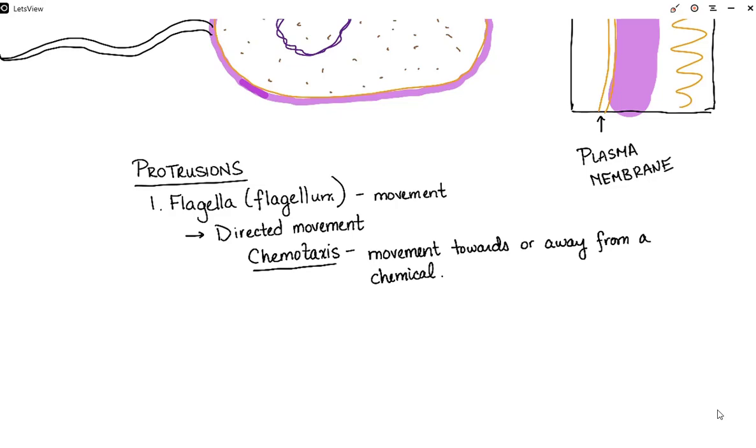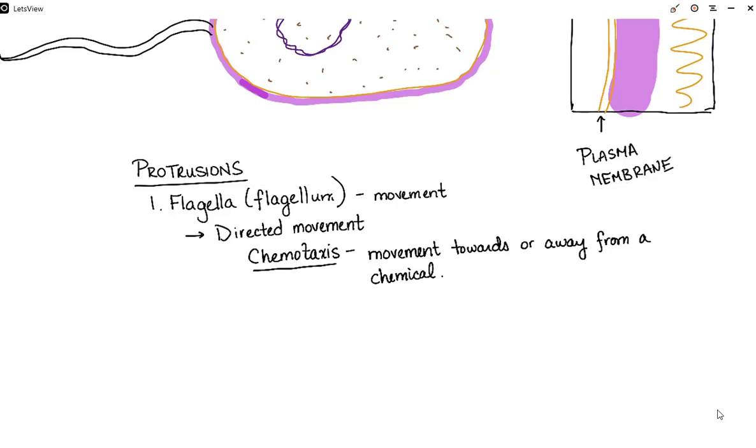Again, it would make sense that they would move towards like a sugar or something yummy and away from something like a toxin. You can also have phototaxis, which is movement towards or away from light, depending on your preference. If you're a photosynthetic organism, like the euglena that you may have seen from Lab 5, then you would want to move towards the light because the light gives you energy. However, if you're photosensitive, you might move away from the light because you don't want to be near the light.